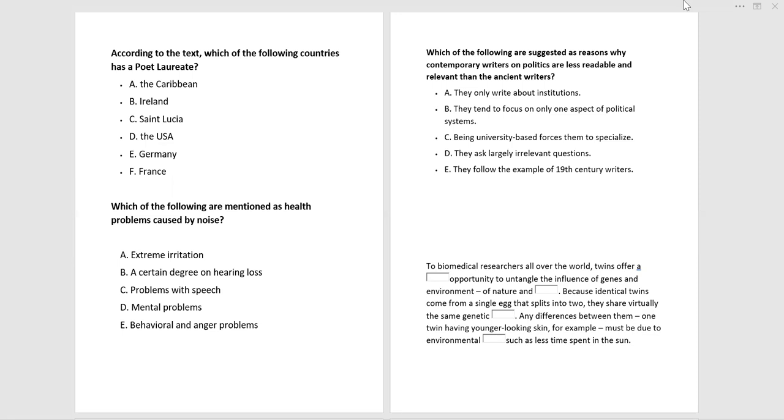Many writers on politics these days are university-based and so have to have specialized interests. And while they may make new and interesting discoveries in their special field, it is at the loss of a broader perspective, not to mention the loss of a general audience or readership. In the 19th century, there were still writers who used the same freedom of inquiry as the ancients and are all the more readable and relevant because of it.